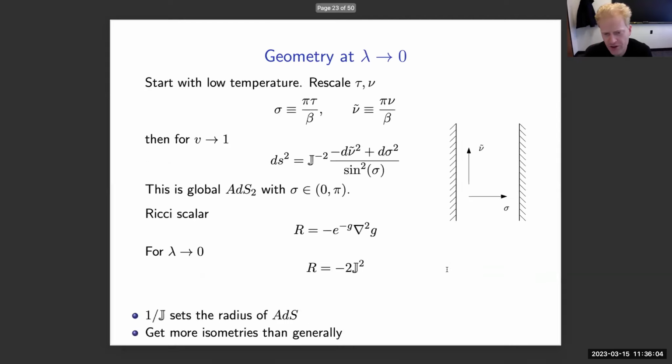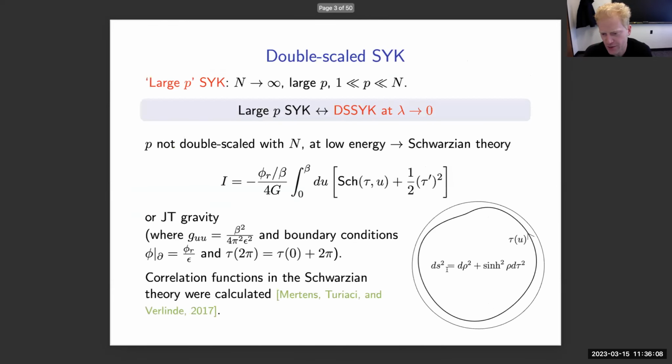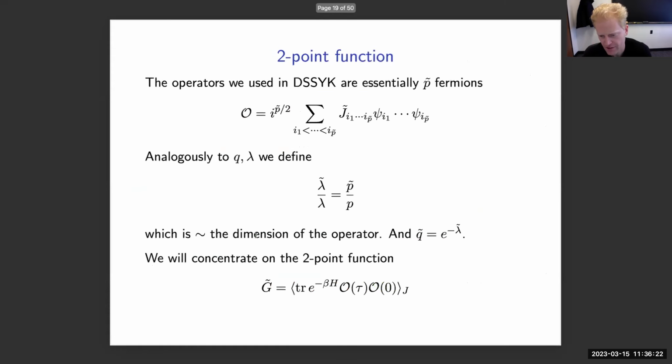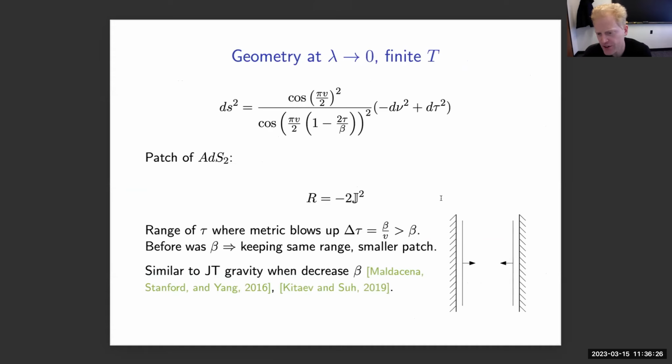I think I actually wrote the formula before for JT, so you can see it explicitly. It's not very important, but you can see that the size of the boundary in JT is proportional to beta, so it becomes smaller when beta becomes smaller. Okay, this is just a comment. So that's the case for any V. It's a patch of AdS, but only at leading order in lambda, when lambda goes to 0.